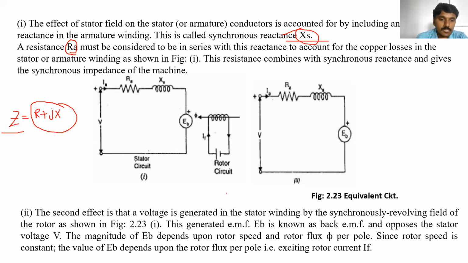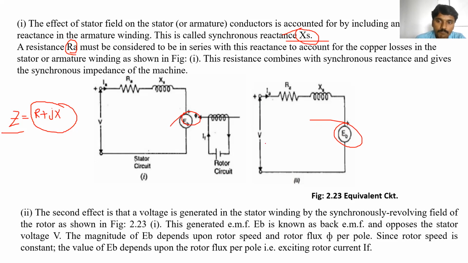The second effect is that voltage is generated in the stator winding by the synchronously revolving field of the rotor. This generated EMF, EB, is known as back EMF, and it opposes the stator voltage. This voltage always opposes the supply voltage.